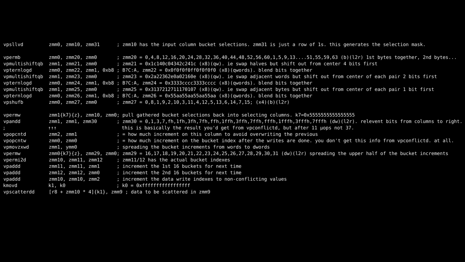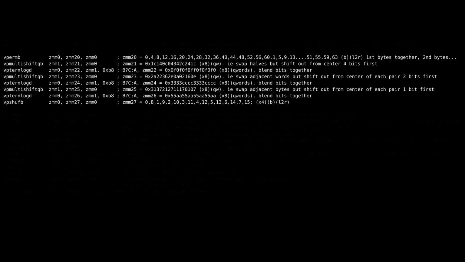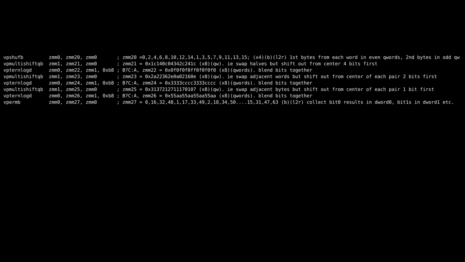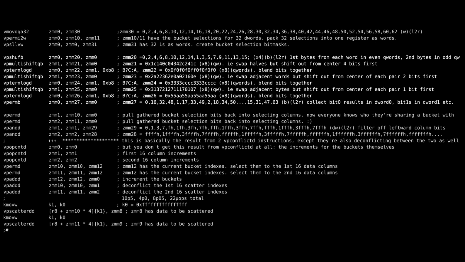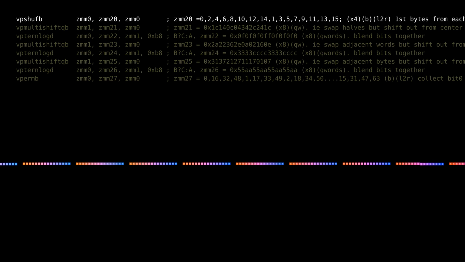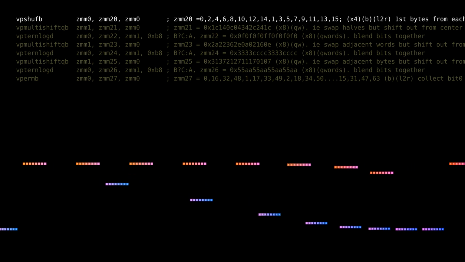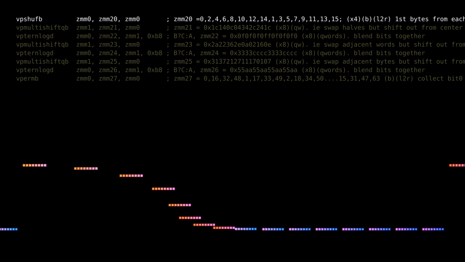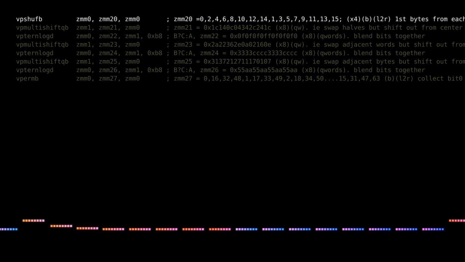Put a variable rotate in front to shift bits into column selection positions, then some permutes and masks and 2 vpopcounts below, and you have everything you need for happy scattering of 16 elements into 32 piles. Swap the first and last instructions with some adjustment of the indices, and you can throw 32 elements into 16 piles instead. The first line rearranges bytes in each 16-byte lane so that the low bytes from each word are all in the first quad word, and the high bytes are in the second quad word.